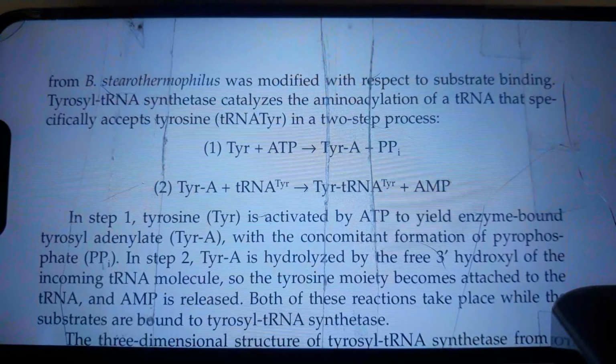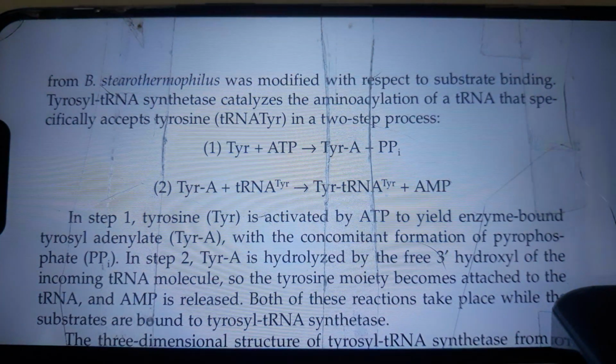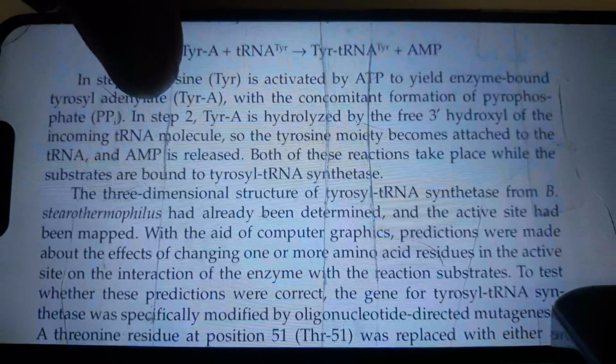Tyrosine tRNA synthetase catalyzes the aminoacylation of a tRNA that specifically accepts tyrosine, tRNA Tyr, in a two-step process. Step 1: tyrosine plus ATP gives tyrosyl adenylate plus PPi. Step 2: tyrosyl adenylate plus tRNA Tyr gives tyrosyl-tRNA Tyr plus AMP.